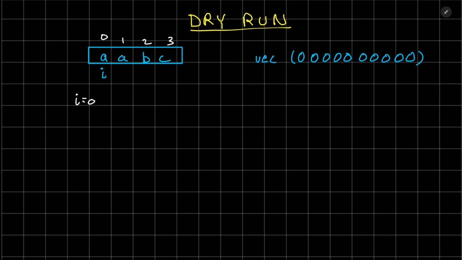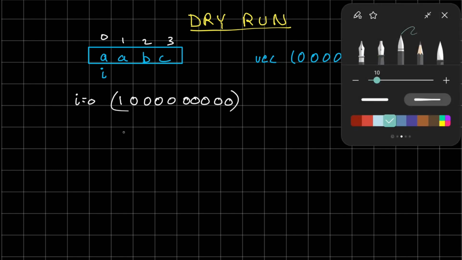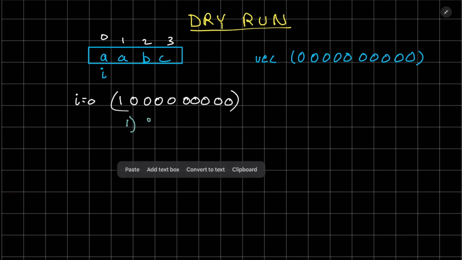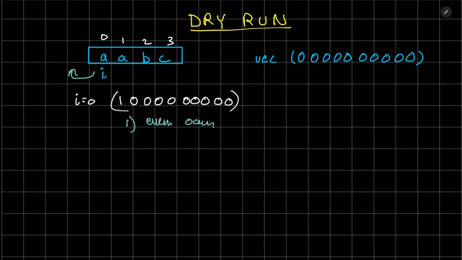What we find as the representation is that we have found the character a, so we will mark that one. So we have found this representation. Now for I equals 0, we will check two cases. Case one is for even occurrences. We will check previous to it if we find the same representation. Till now in the map we have nothing, so we won't find any same representation.